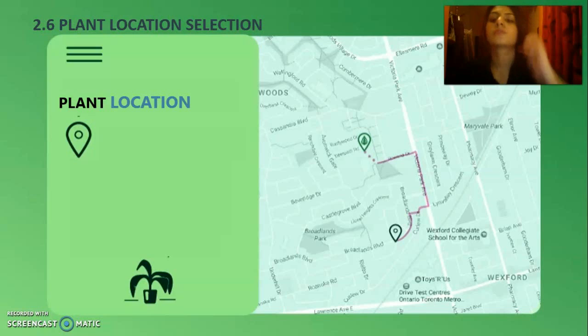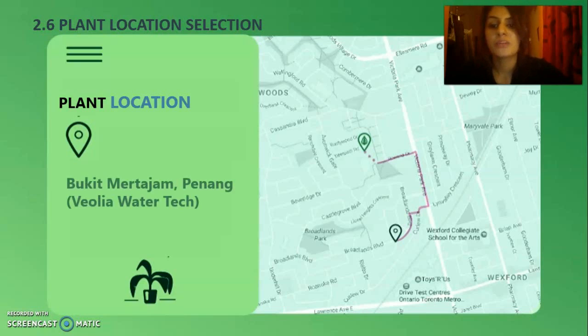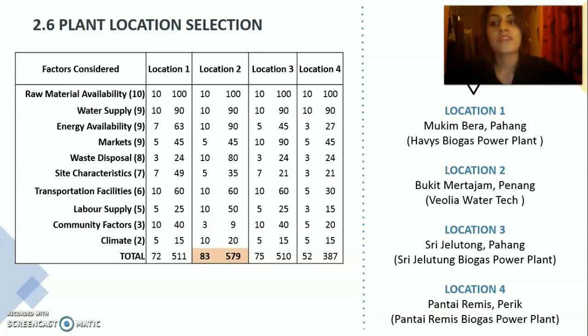So next, we will be looking at the plant location. So we have compared 4 locations and chosen Bukit Mertajam Penang, which is near the Veolia water tank, as our location. So the factors that were considered before making this decision would be the raw material availability, the water supply, the energy availability, markets, waste disposal, site characteristics, transportation facilities, labor supply, community factors, and climate.